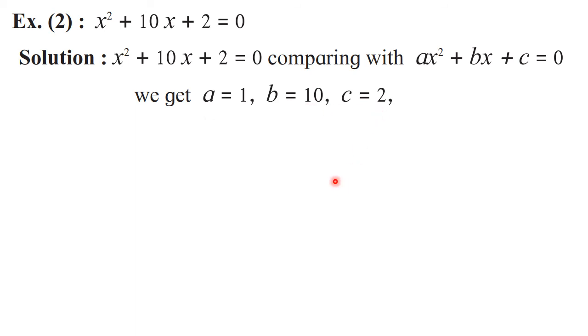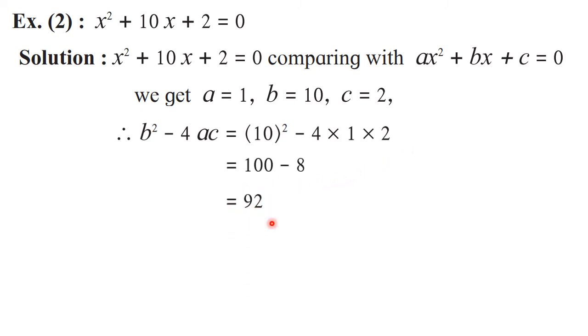What is the formula? X is equal to minus b plus or minus under root b square minus 4ac upon 2a. Okay. So from that we are going to find the value of b square minus 4ac first. The term which is under root, that is b square minus 4ac. So here b is 10, therefore 10 square minus 4 into value of a is 1. So 4 into 1 and value of c is 2. So here 10 square is 100 minus 4 into 1 into 2 is 8. So 100 minus 8 we are going to get 92.